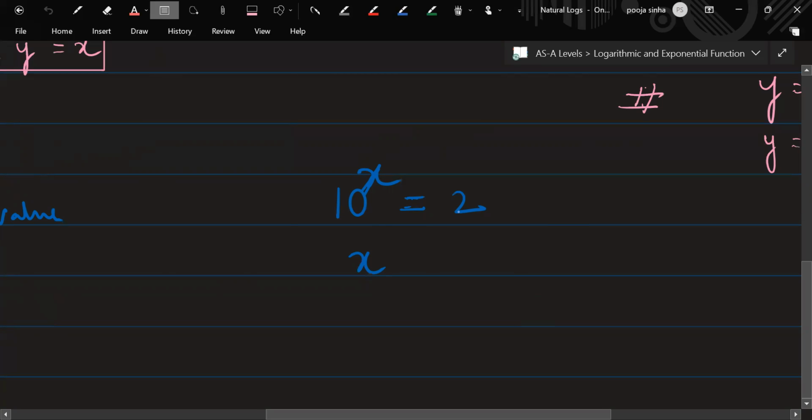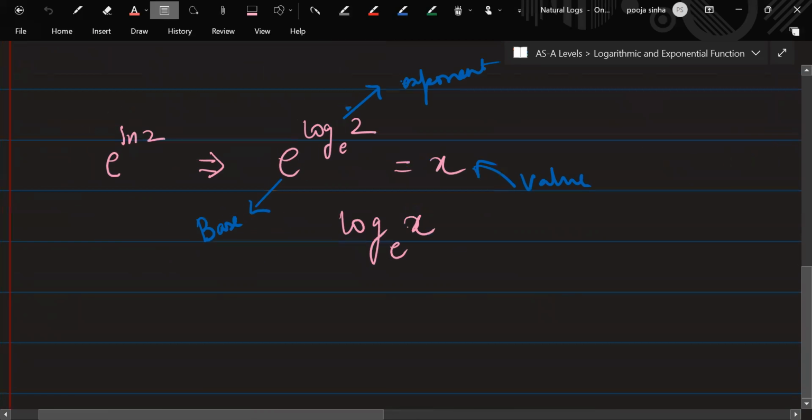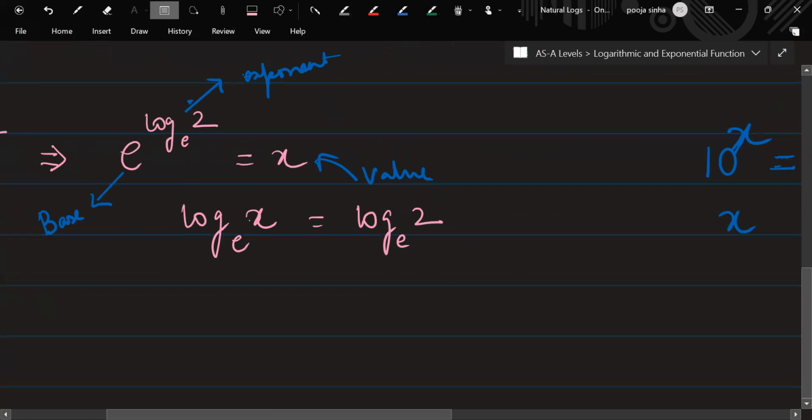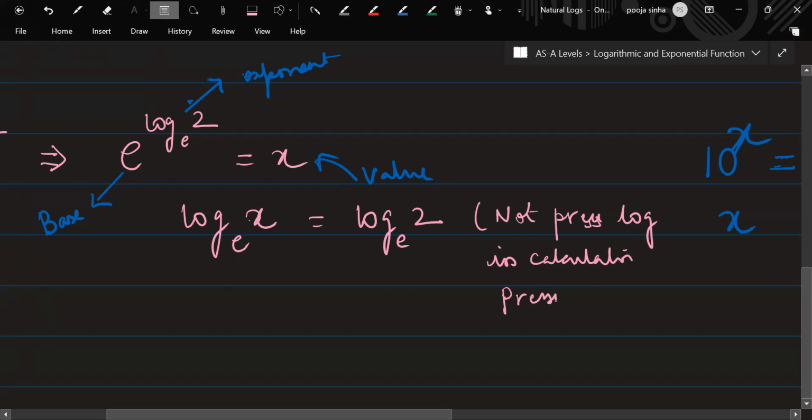So just keep x is 2. Over here it's different. This is x is 2, right? x is equal to 2. So log to the base e of x is equal to log to the base e of 2. Now the only difference is that you are not going to press log in the calculator. You have to press ln. Just keep this in mind.